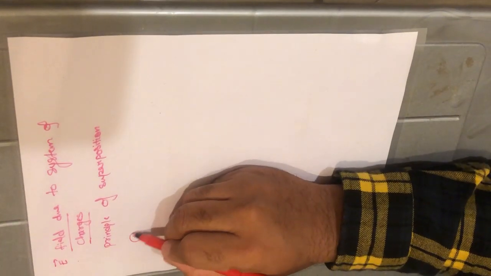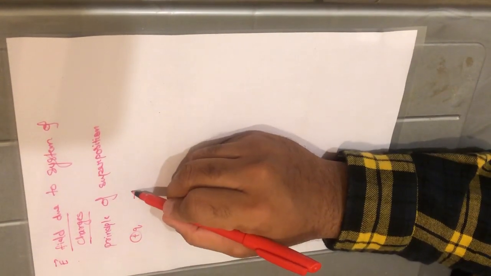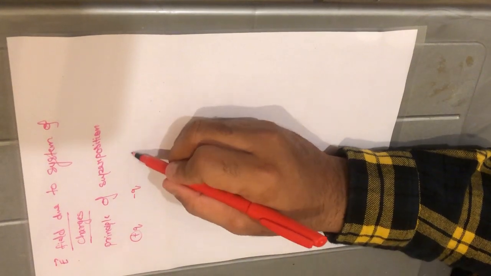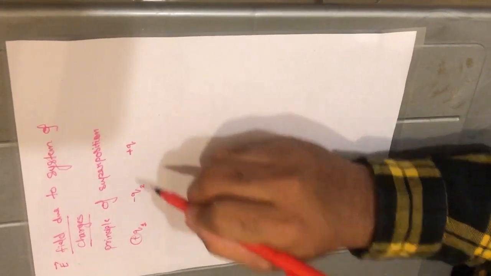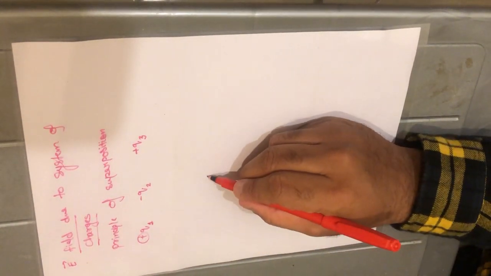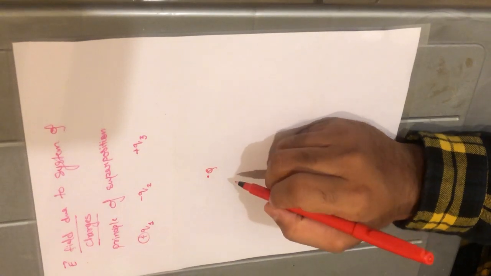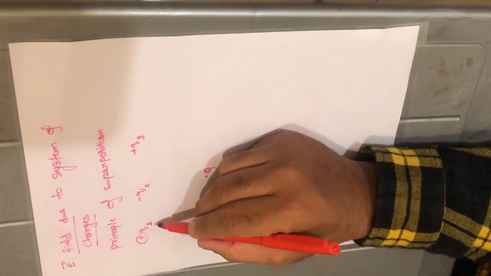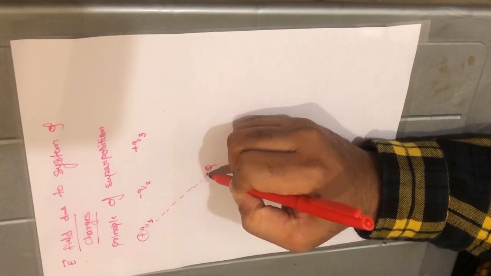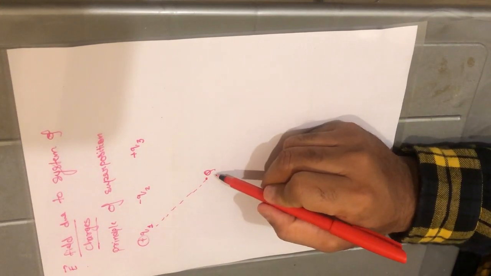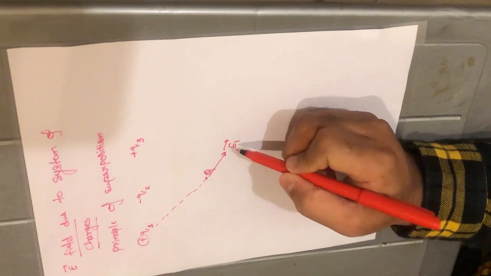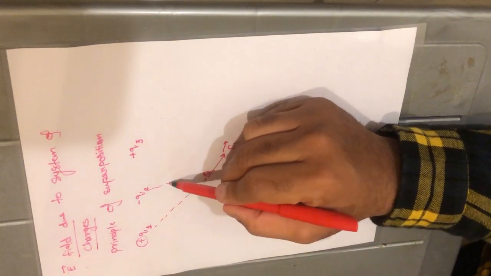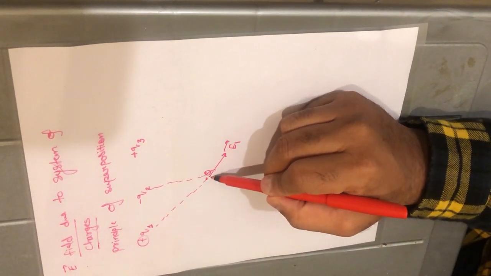Now if you see, if there are three charges, two positive and one negative, q1, q2 and q3, acting on a source charge capital Q, all the three charges will have an impact on the test charge. So the electric field for q1 acting on the capital Q will be E1 vector.